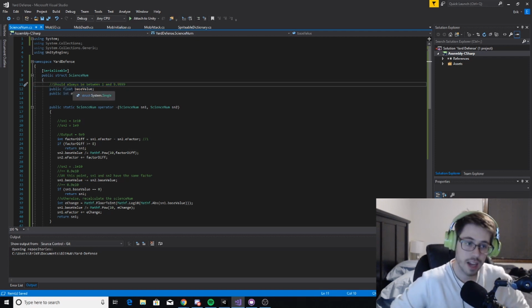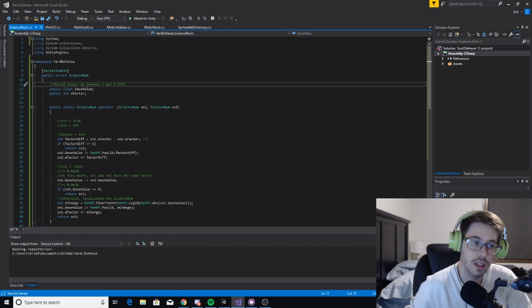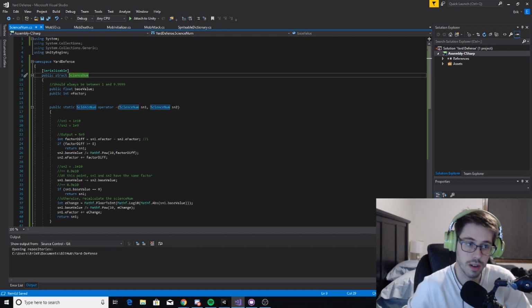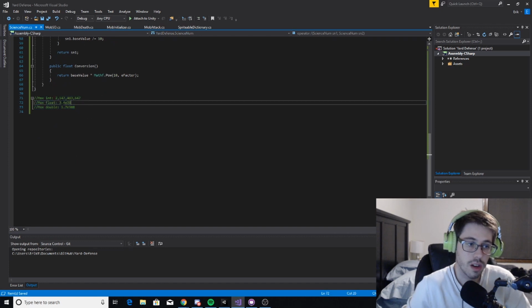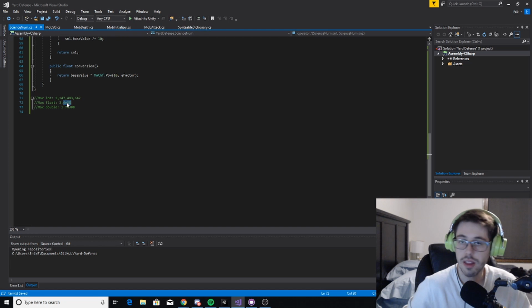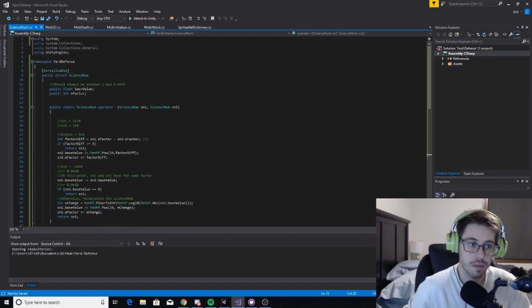Rather than store my attack and my health using integers, I store them using this custom structure I've created called ScienceNumber. This would be the same way that you would represent these numbers down here. 3.4E38: 3.4 is the base value, and 38 is the E factor.